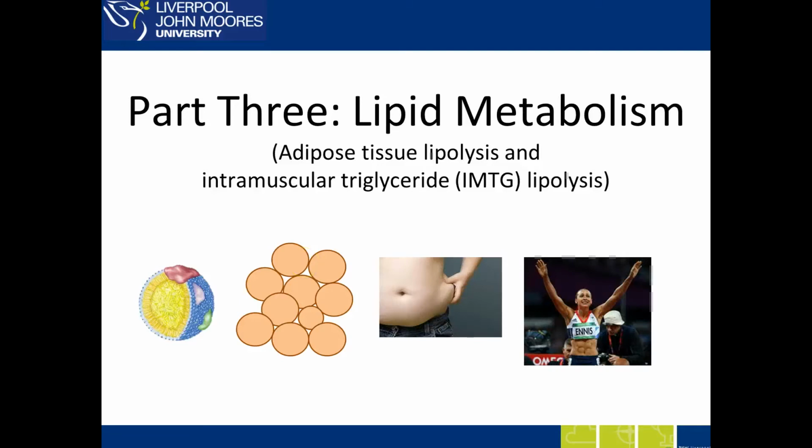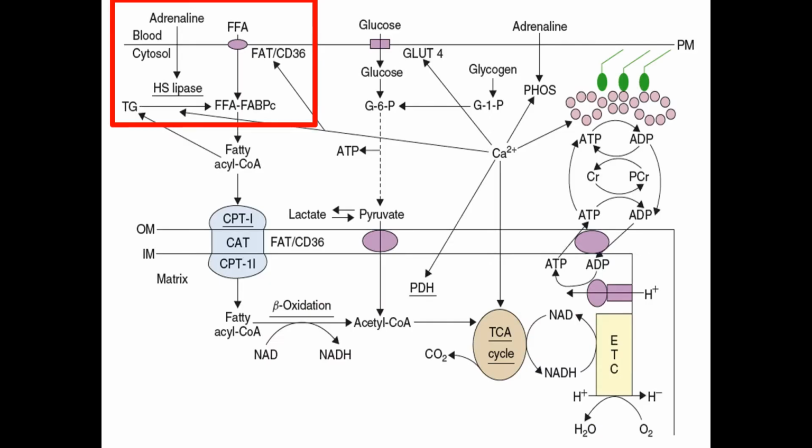So in part 3 of this lecture, we're going to look at lipid metabolism, so adipose tissue metabolism, and also metabolism of intramuscular triglycerides, or IMTGs. So in terms of this diagram, which we first saw in the last part of this lecture, we're mainly focusing on the left-hand side of this diagram in this part of the lecture.